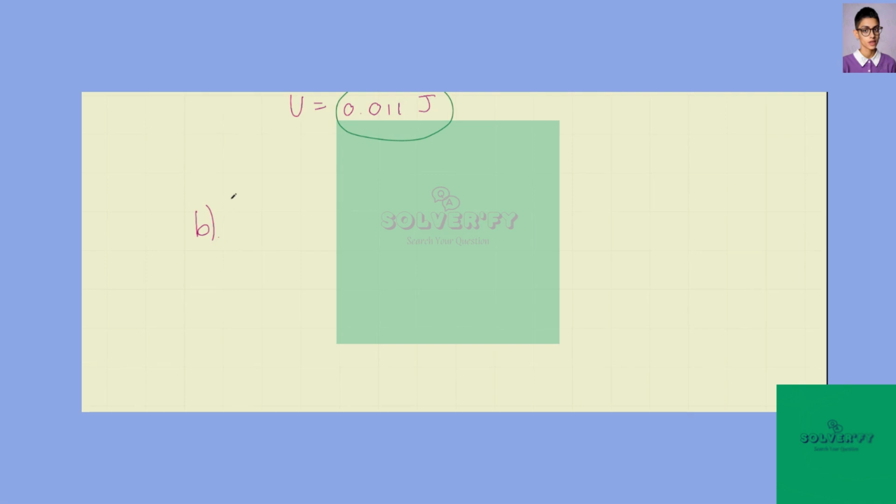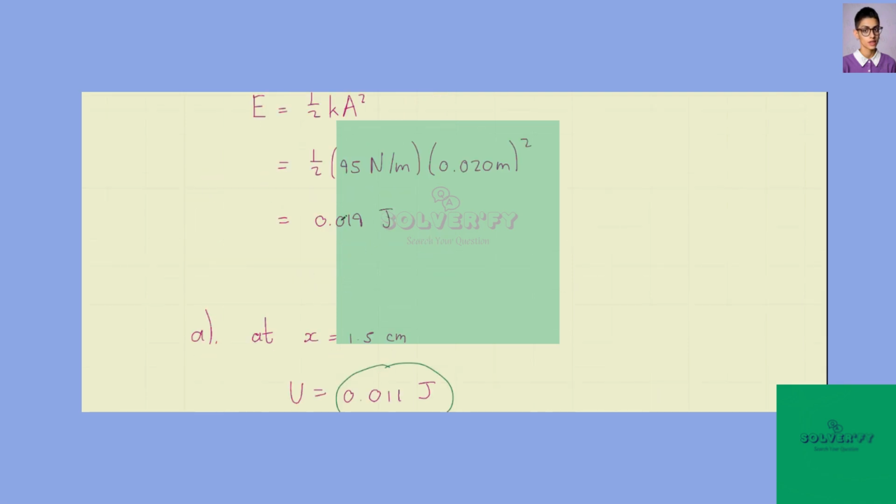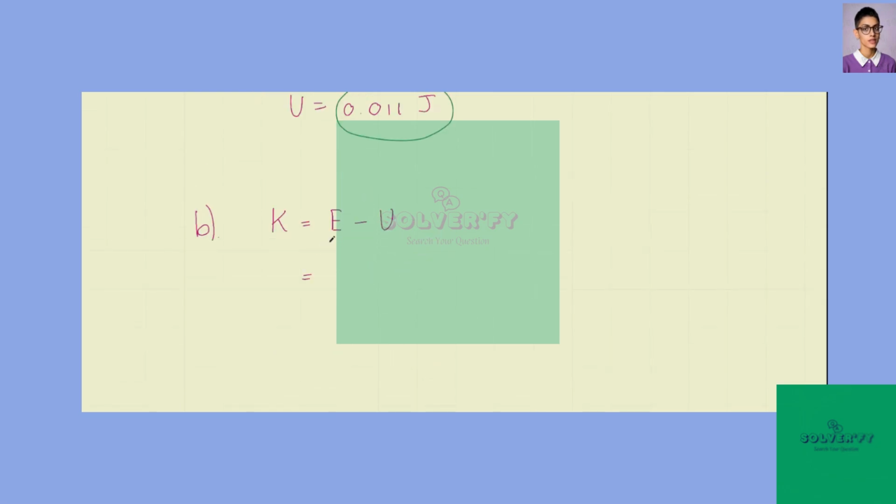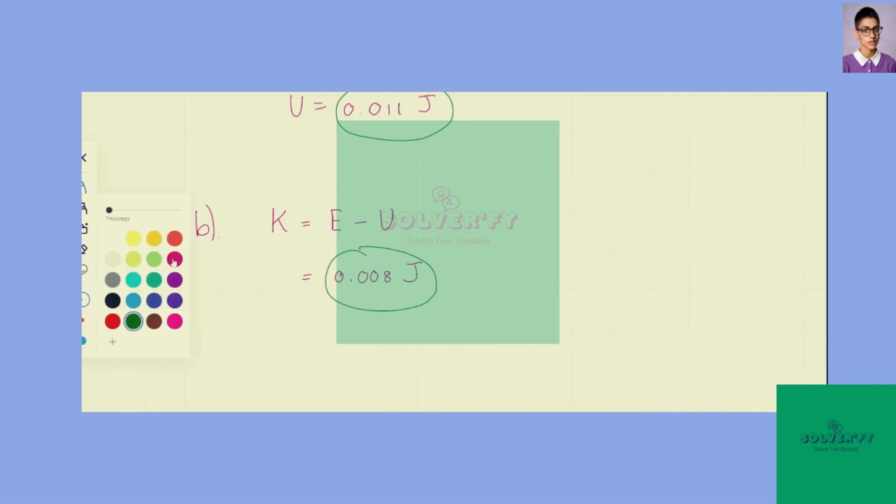Now, for part B, we can use energy conservation at x equal to 1.5 centimeters, and we get the kinetic energy is simply the total energy calculated above, E, minus the potential energy U at that point. And so that's 0.019 joules minus 0.011 joules, which gives us the kinetic energy to be 0.008 joules. So the remaining energy that isn't potential energy is kinetic energy.